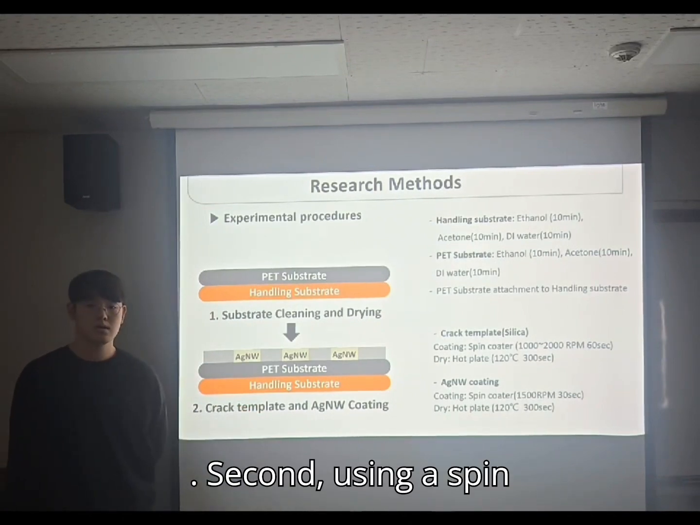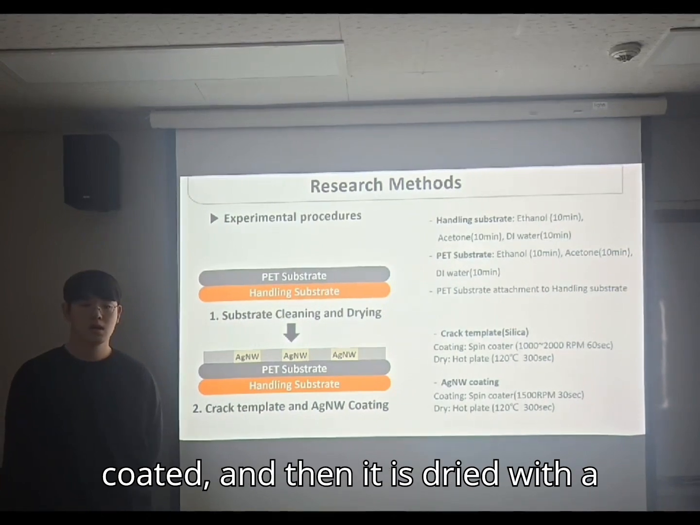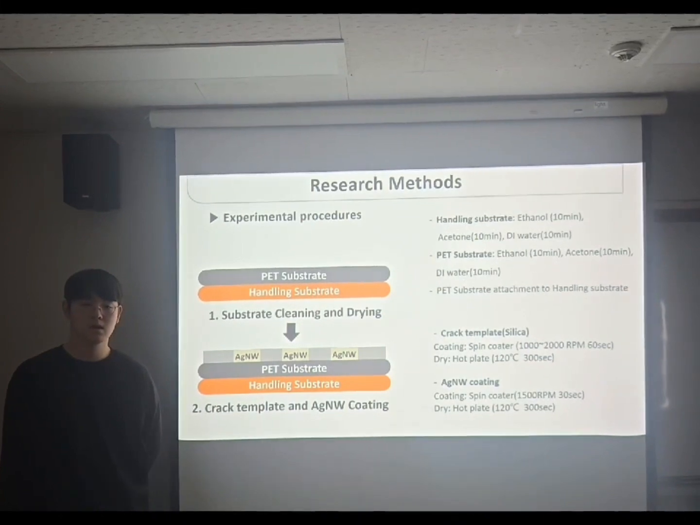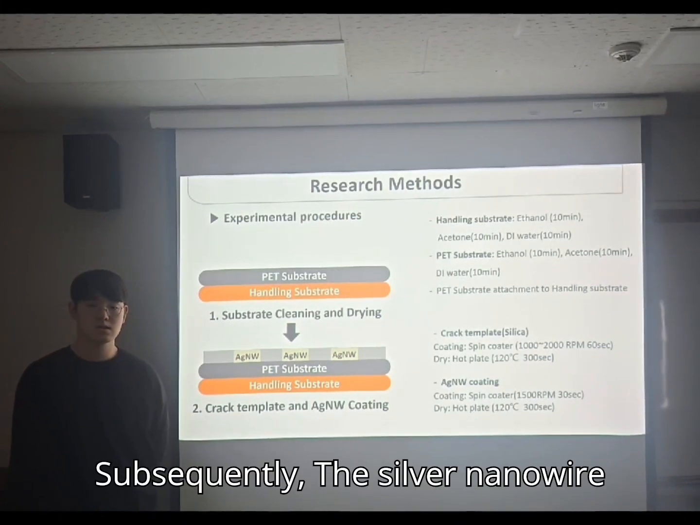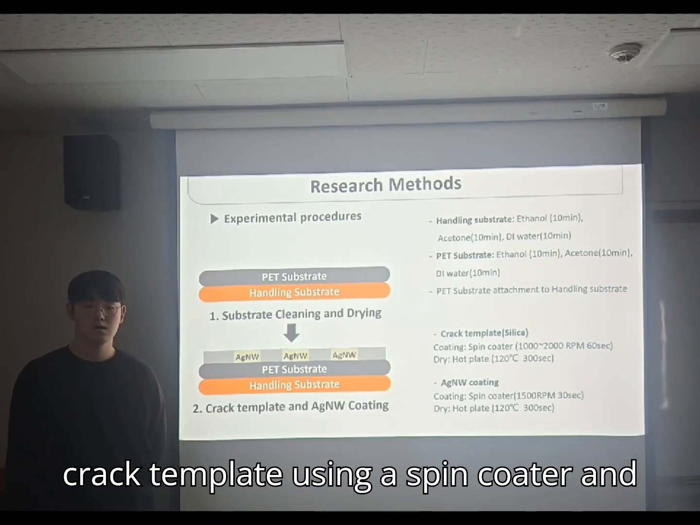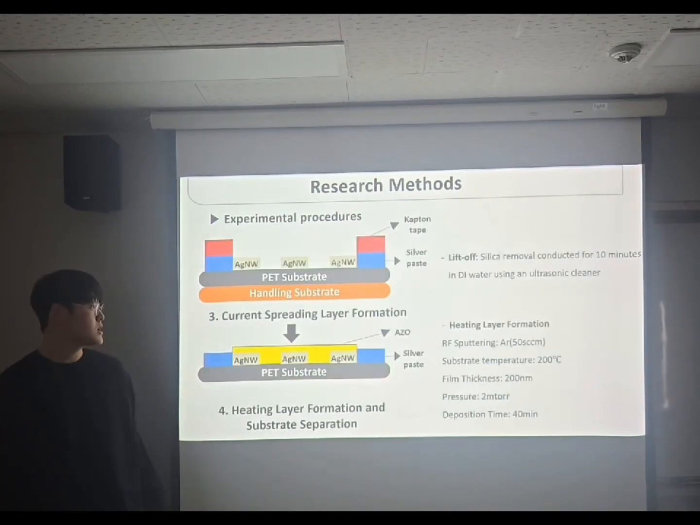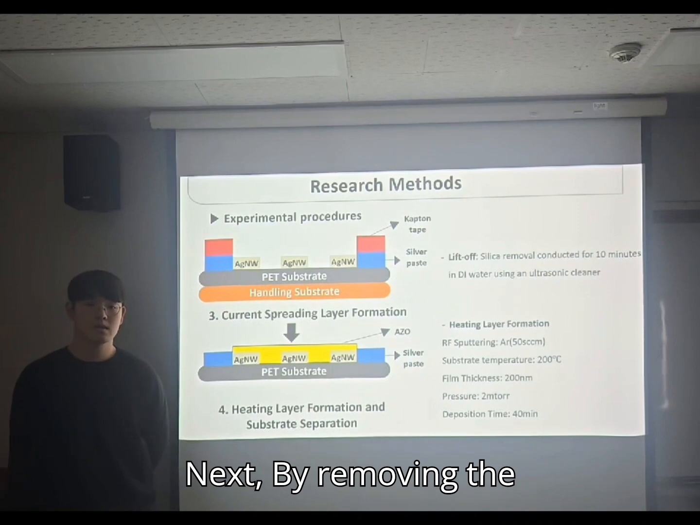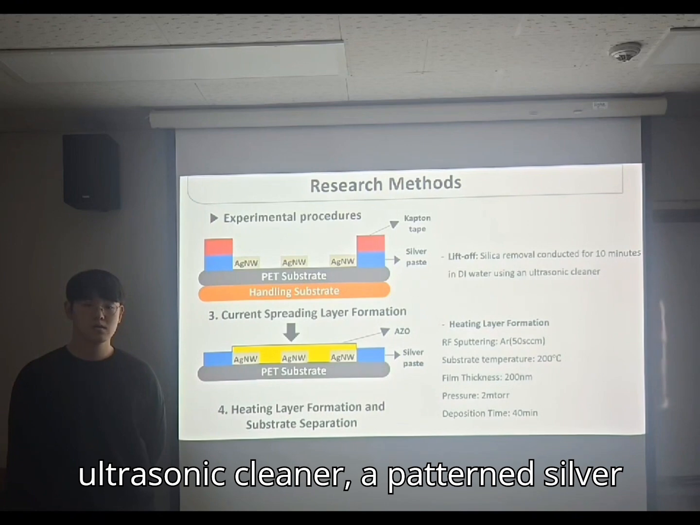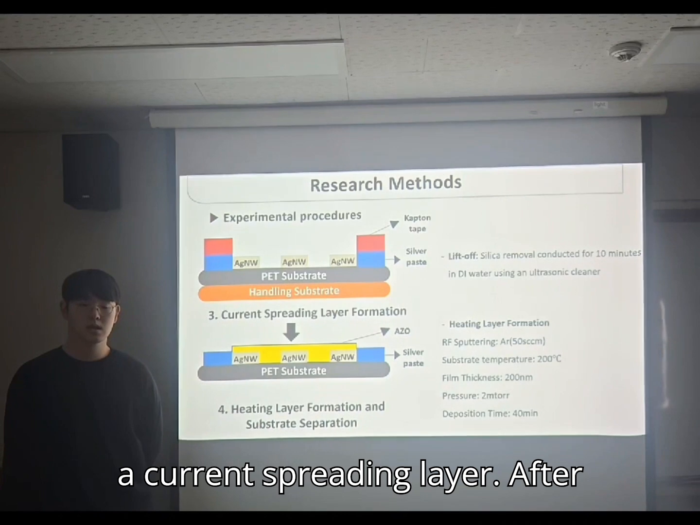Second, using a spin coater, the colloidal silica solution is coated and then dried on a hot plate to create the crack template. Subsequently, the silver nanowire solution is coated onto the generated crack template using a spin coater and then dried on a hot plate. Next, by removing the crack template using an ultrasonic cleaner, a patterned silver nanowire layer is created to form a front spreading layer.